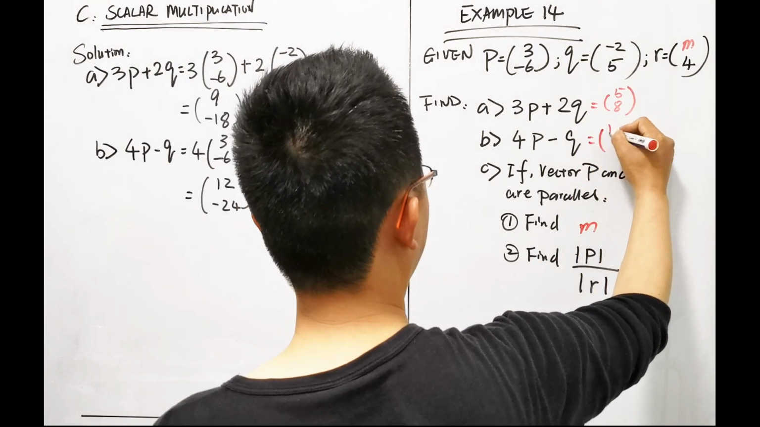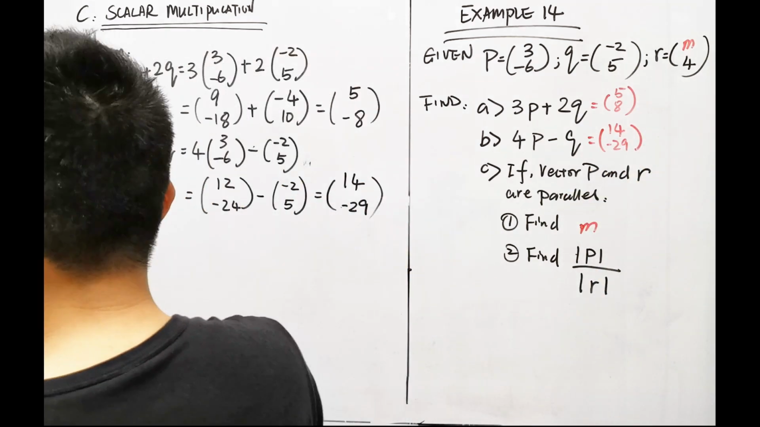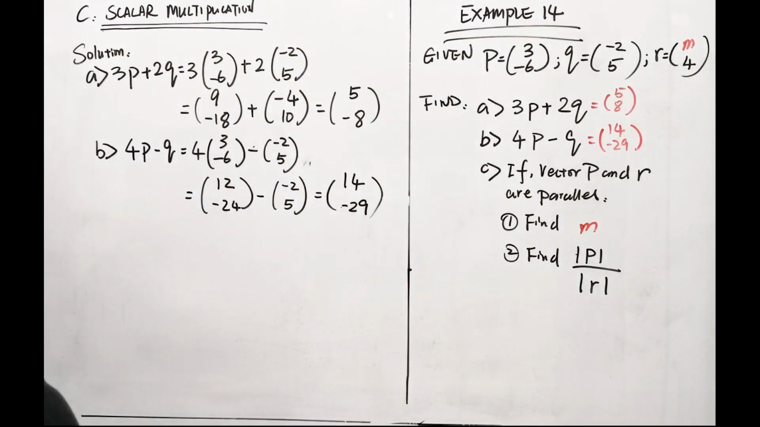The answer is what? 14 minus 29. Okay, so that's the answer. Okay, let's look at the next one.